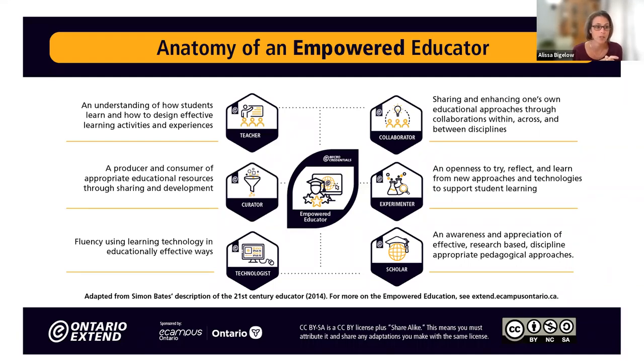There's the technologist that helps you select appropriate technologies to solve learner challenges. We have the collaborator module, which is all about building personal learning networks and connecting with people. The experimenter module is the fun one. It's the one where you get to experiment with new technologies and try some new things in a great place. And then we have the scholar module as well, and that one focuses on the scholarship of teaching and learning. And when you complete all six of them, you earn the Empowered Educator micro-credential.